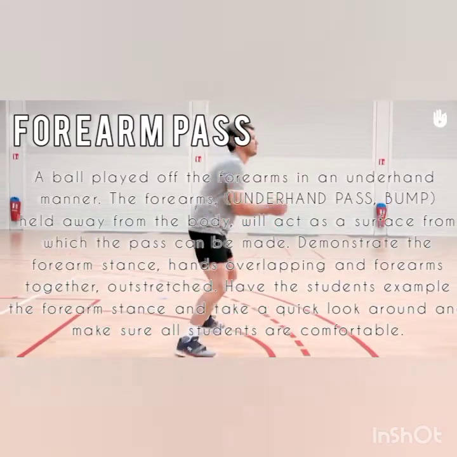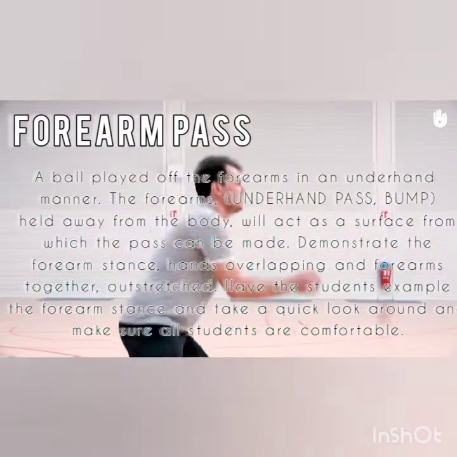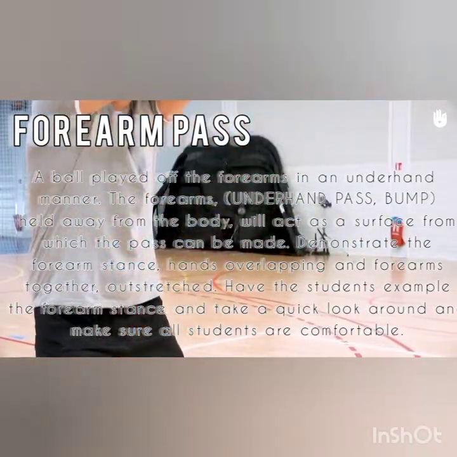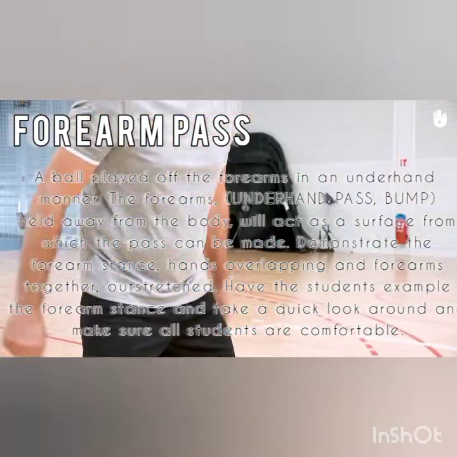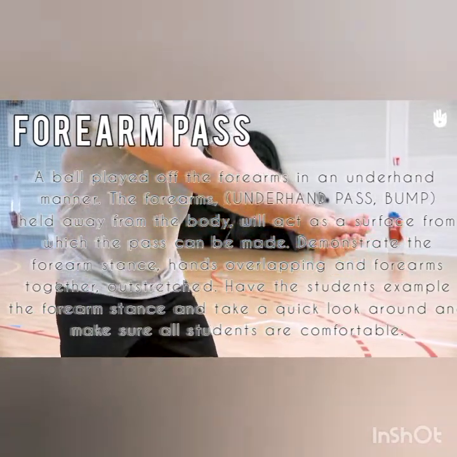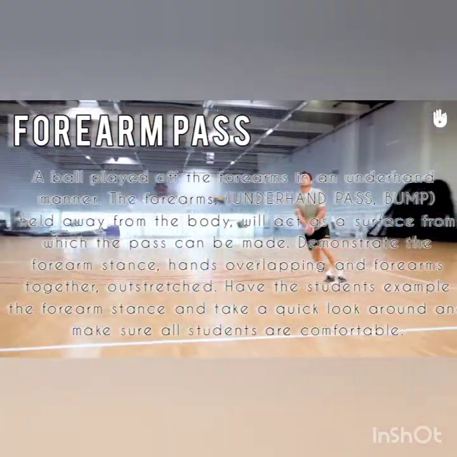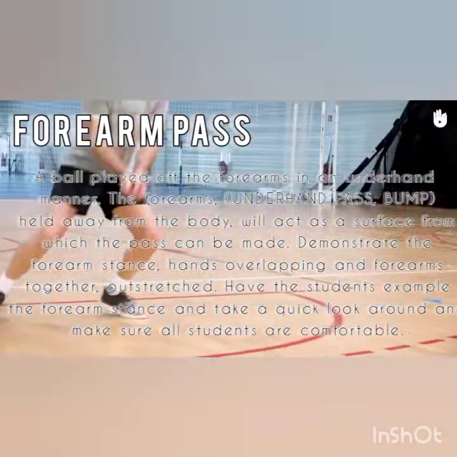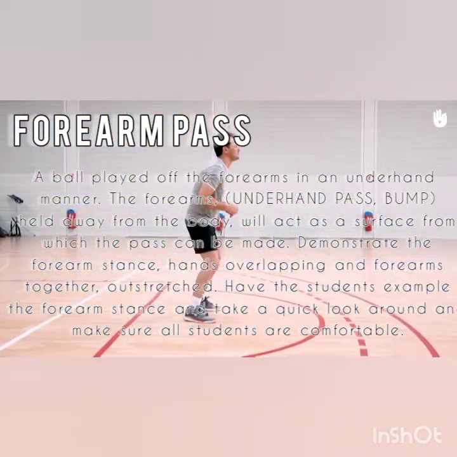Forearm pass. A ball played off the forearms in an underhand manner. The forearm underhand pass, or bump, is held away from the body and will act as a surface from which the pass can be made. Demonstrate the forearm stance, hands overlapping and forearms together, outstretched. Have the students example the forearm stance and take a quick look around and make sure all students are comfortable.